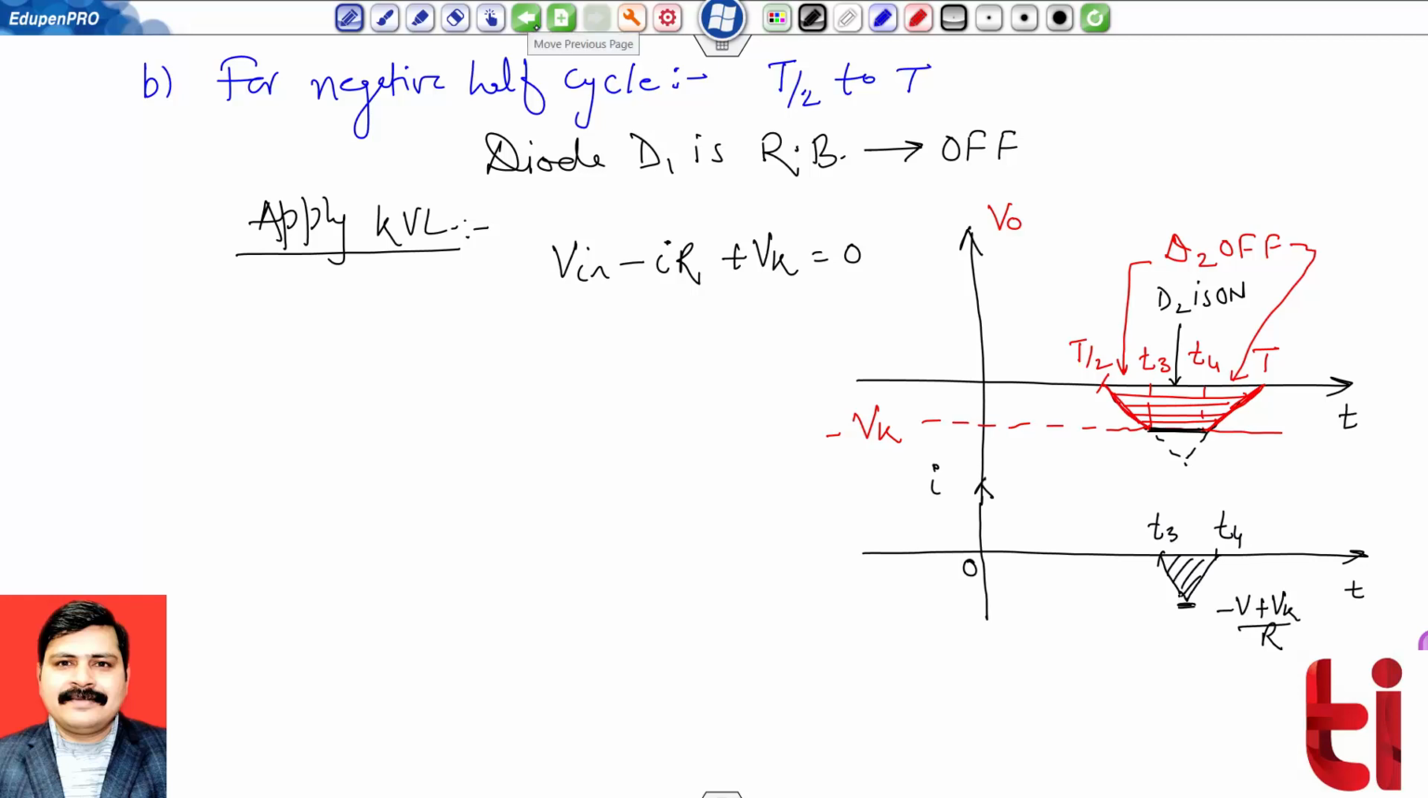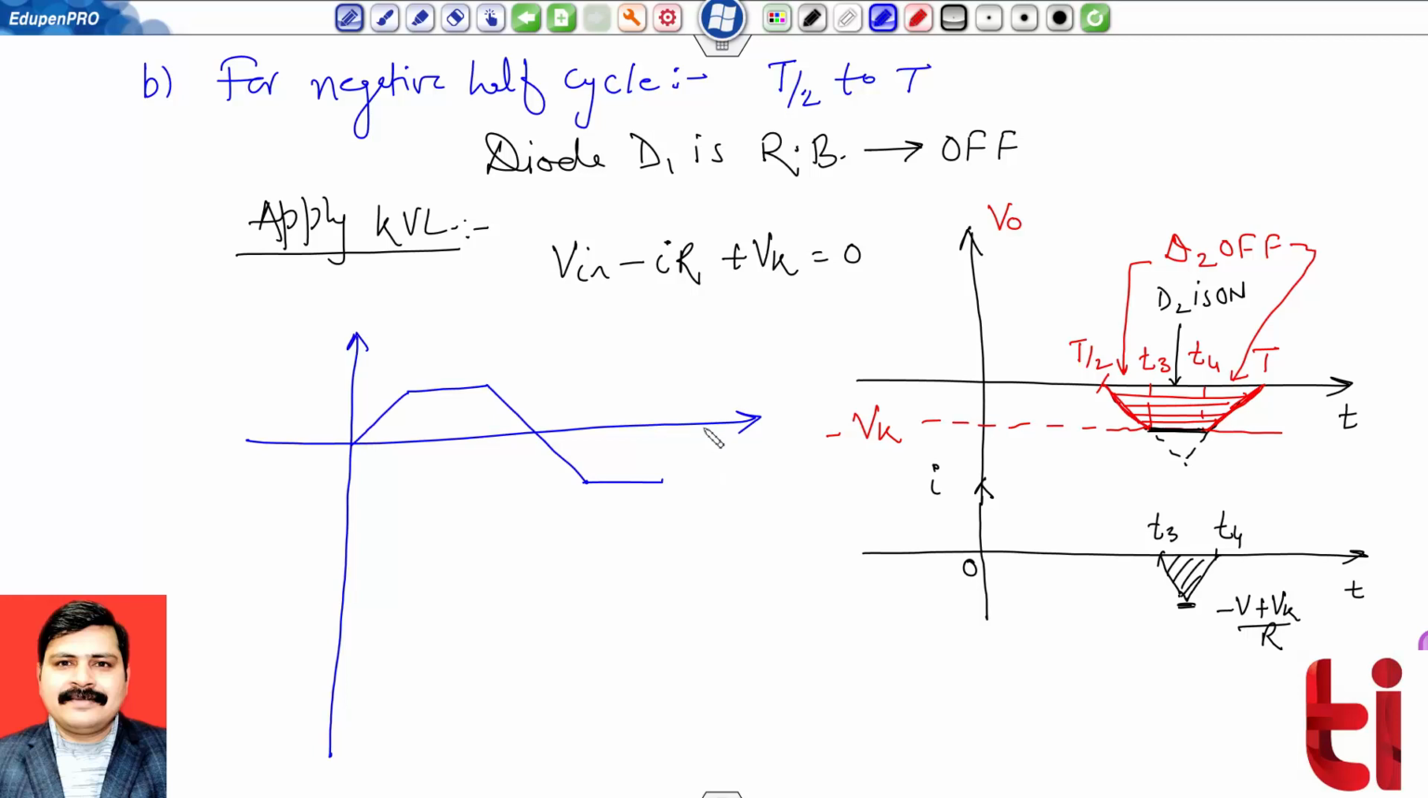Okay, so now let me draw the overall waveform, the overall output voltage and overall output current. By combining the positive half cycle and negative half cycle, this is my overall output voltage. This value is Vk, this is 0, this is Vo in terms of volts. This is somewhere T by 2, this is T, and this value is minus Vk.